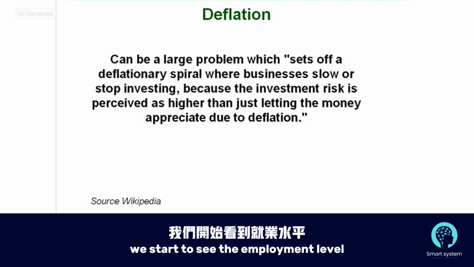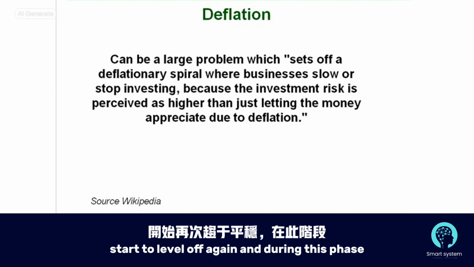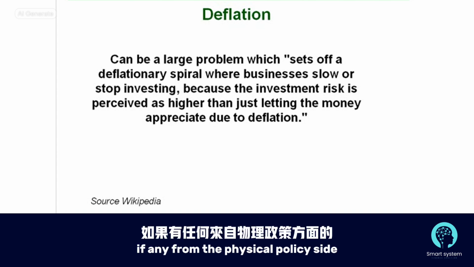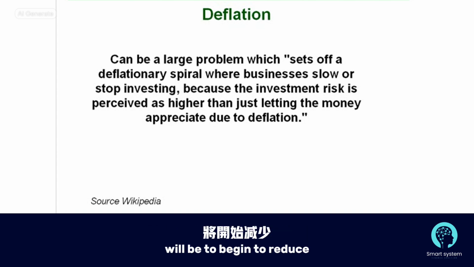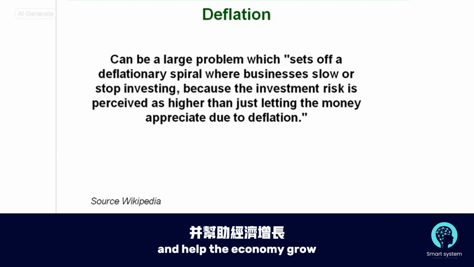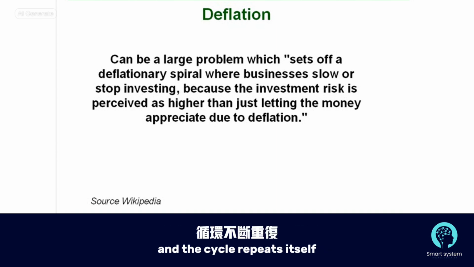During a trough, we start to see the employment level and the level of goods and services produced and sold by companies start to level off again. During this phase, the expected action, if any, from the fiscal policy side will be to begin to reduce whatever policies have been put into place and help the economy grow as it moves into another expansionary cycle, and the cycle repeats itself.